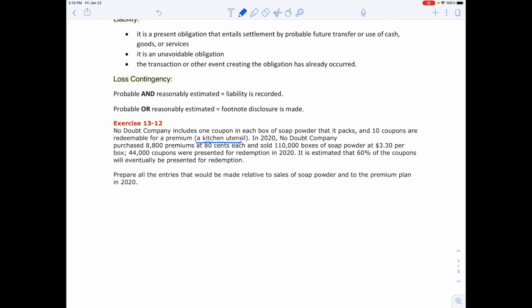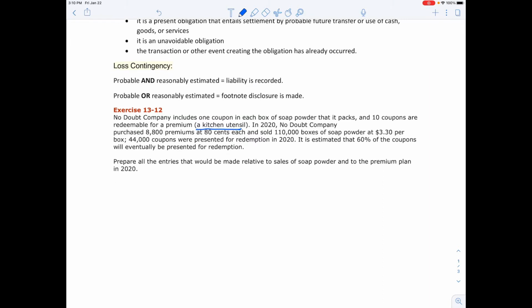Anyway, going forward, they say in 2020 they purchased 8,800 premiums at 80 cents each, and they sold 110,000 boxes of soap. They also had 44,000 coupons presented for redemption, and also that 60% of the coupons will eventually be turned in. So we need to record all of this because, again, it creates that liability. It's a loss contingency that is probable and reasonably estimated. So let's go through these journal entries.